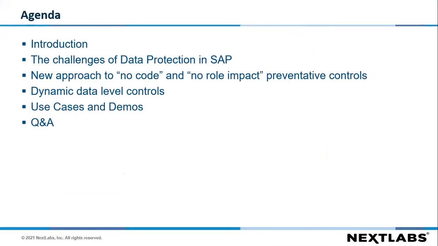And jumping into the agenda, today I'll introduce who we are and who we're joined with on this webinar. Our colleagues from the Customer Advisory Group have joined us, and I'll do some introductions. Then I'll go over some of the challenges of data protection in SAP, and we'll jump into our new approach to a no code, no role impact way of implementing preventive controls. We'll spend a little bit of time talking about dynamic data level controls as well. And then we have some time for some use cases and demos. And finally, we'll wrap up with a Q&A section at the end.